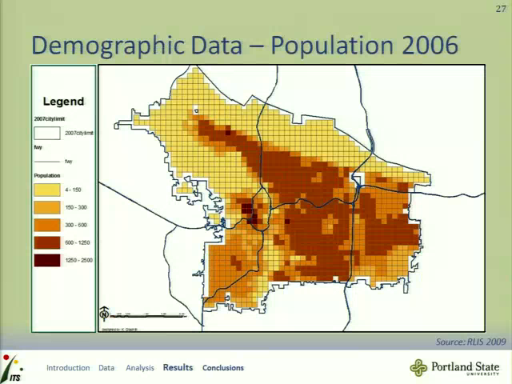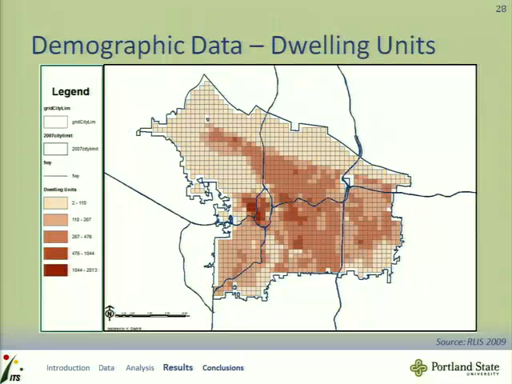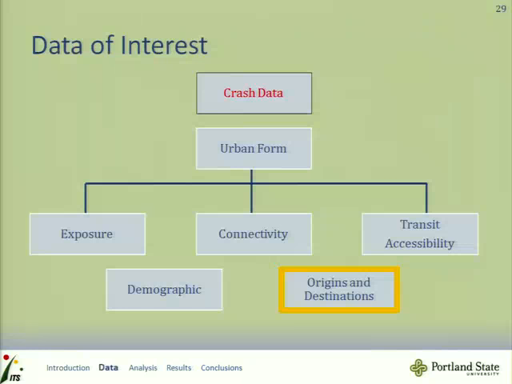Demographic data, we got population data, again from Metro, from their RLIS data set that's here at PSU. And you can see that we have the most concentrated population to the west of downtown, and then a very heavy high concentration on the east side of Portland. I also had data on housing units, and housing and dwelling units very much match the same as the population data distribution.